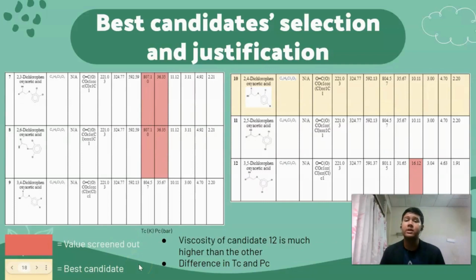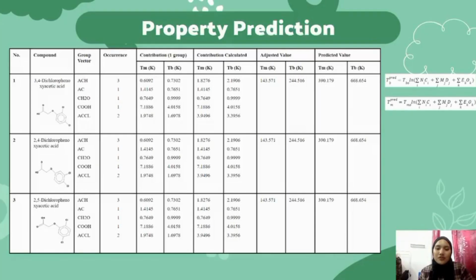Next, candidate number 12 was ruled out since its viscosity is higher than the others, and candidates number 7 and 8 were screened out since their critical temperature and critical pressure were not the same as candidate number 10, which is our chosen active ingredient, 2,4-dichlorophenoxyacetic acid. Therefore, the top 3 best candidates are candidate number 9, number 10, and number 11, and the chosen one is candidate number 10.